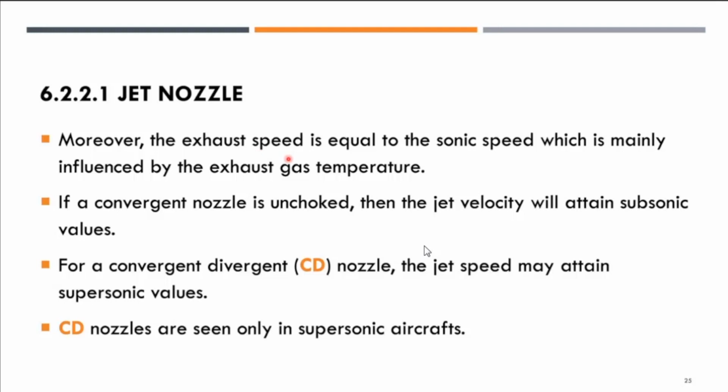Moreover, the exhaust speed, ue, is equal to the sonic speed, which is mainly influenced by the exhaust gas temperature. So if a convergent nozzle is unchoked, then the jet velocity will attain subsonic values. For a convergent divergent nozzle, CD nozzle, the jet speed may be maintained at supersonic values. Right? CD nozzles are normally seen in supersonic aircraft.